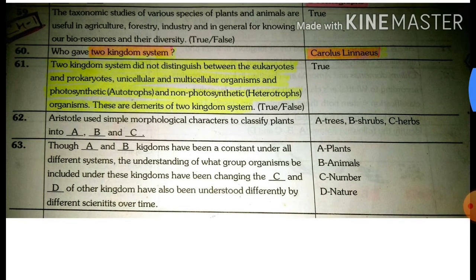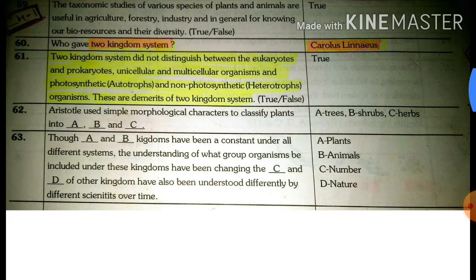Who gave the two kingdom system of classification? Carolus Linnaeus. The two kingdom system did not distinguish between eukaryotes and prokaryotes, unicellular and multicellular organisms, and photosynthetic, that is autotrophs, and non-photosynthetic, that is heterotroph organisms. These are the demerits of the two kingdom system. Yes, true. Aristotle used simple morphological characters to classify plants into trees, shrubs, and herbs.